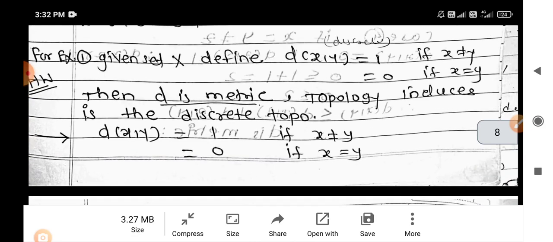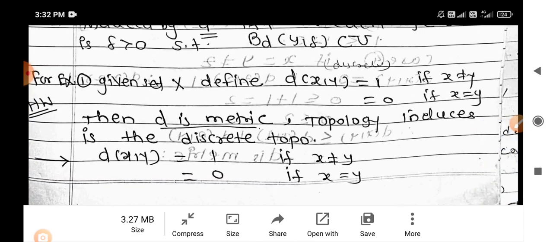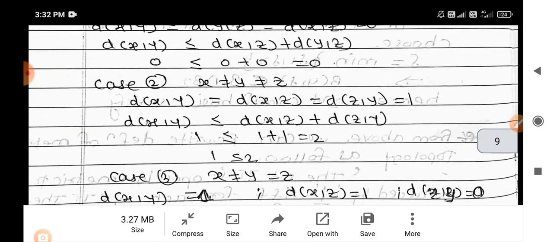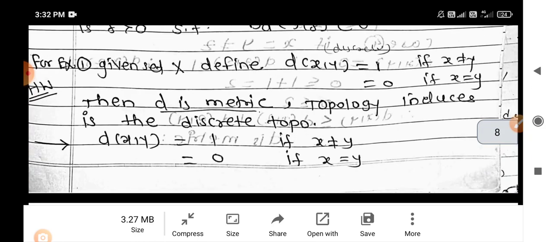Now what is the next question? We have to show that the metric topology induced by D is nothing but the discrete topology. So the topology defined on this metric D of x,y, which is either 1 if x is not equal to y, or 0, then all the subsets are singleton sets. Therefore this metric D is the discrete metric, and the topology induced by the discrete metric is nothing but the discrete topological space.